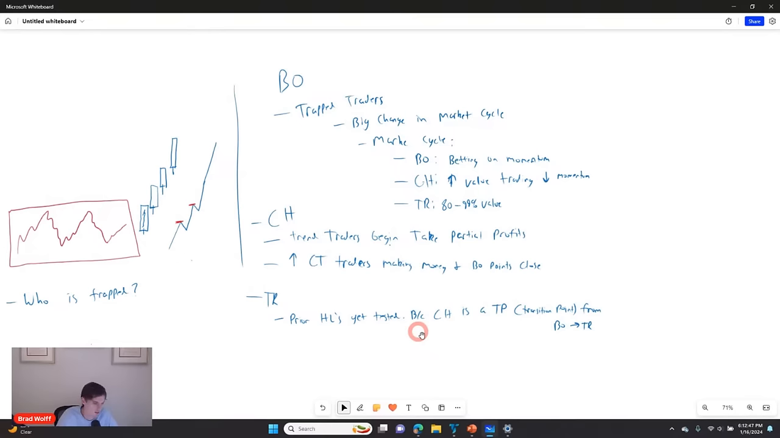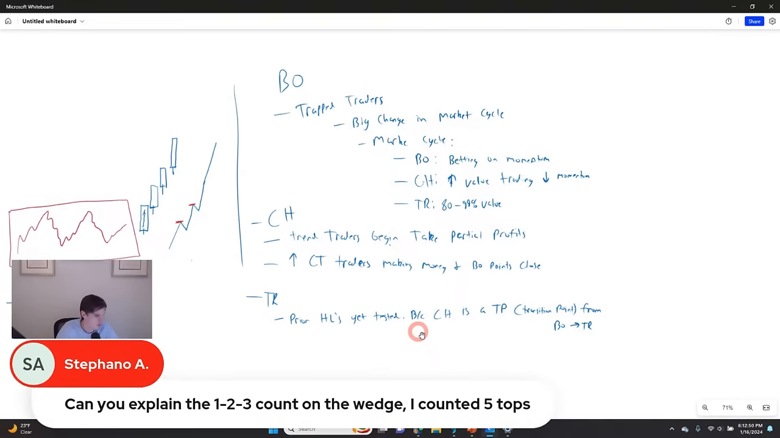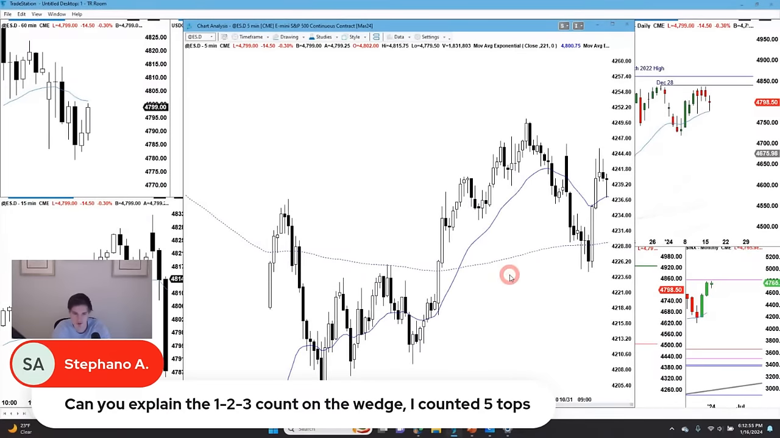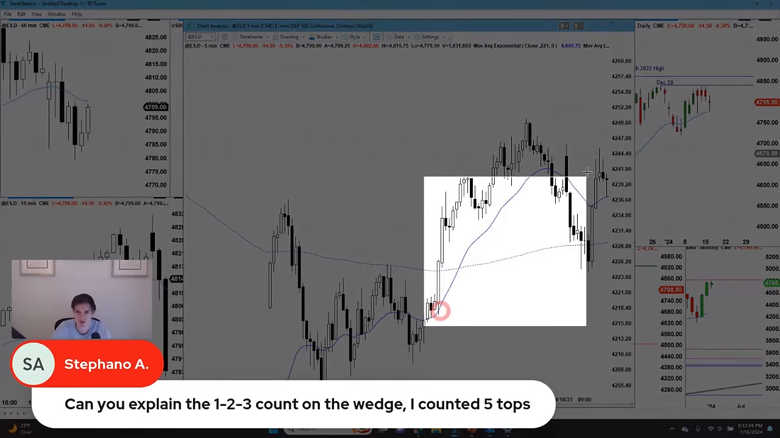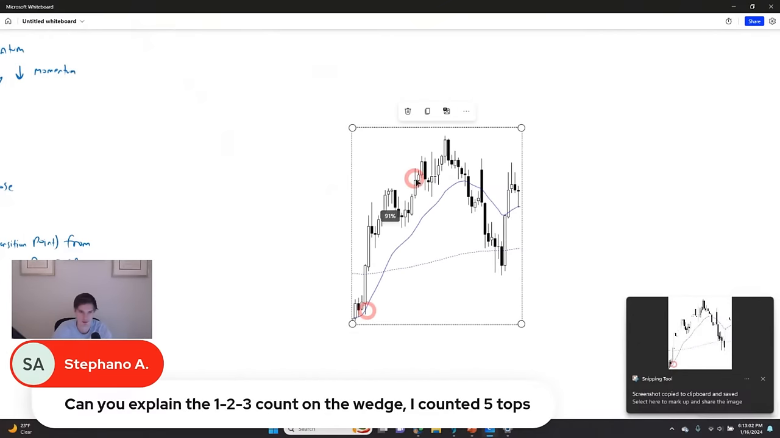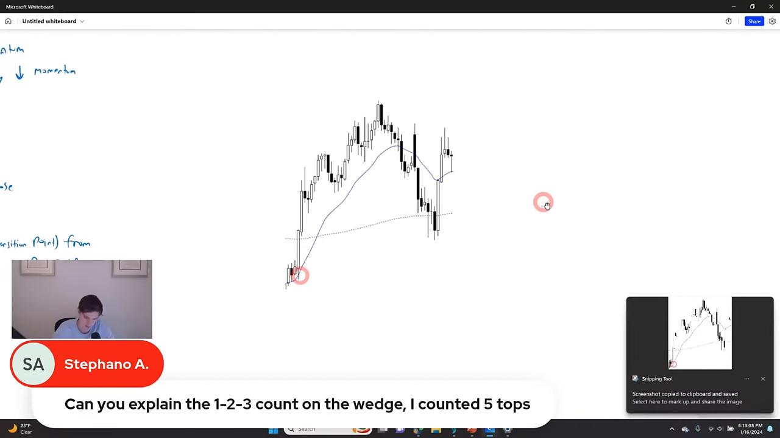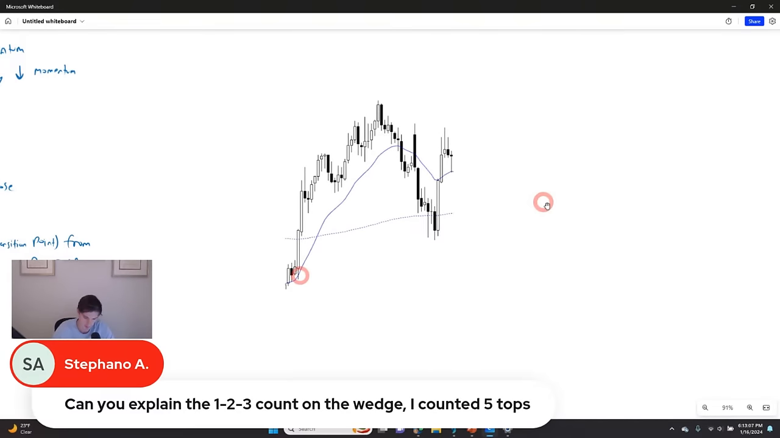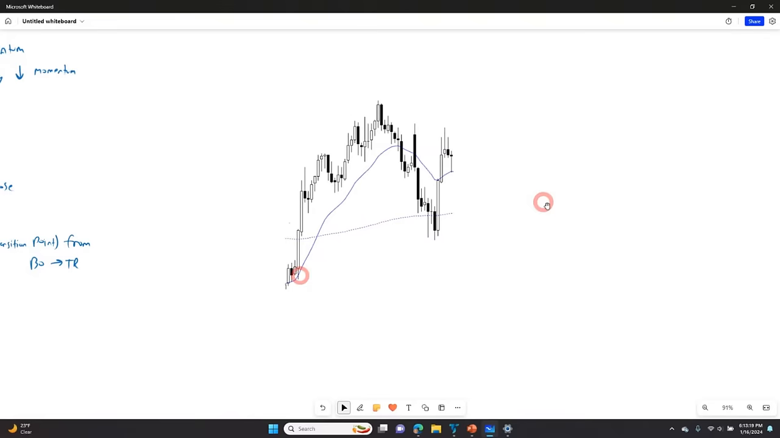Can you explain the 1, 2, 3 count from the wedge? I counted 5. Sure. But in order to explain it, why don't we just add it to the whiteboard? Here is the chart we were just looking at. And we have a breakout. So here we have, and to state the obvious, I've got to look down on a tablet in order to write on this whiteboard. So that's why I'm looking down half the time.